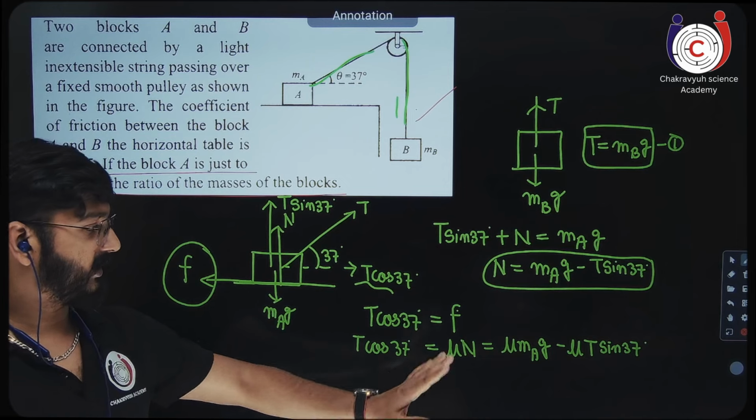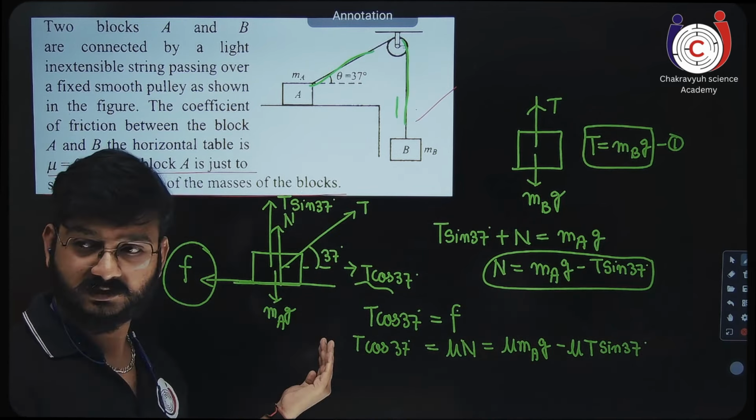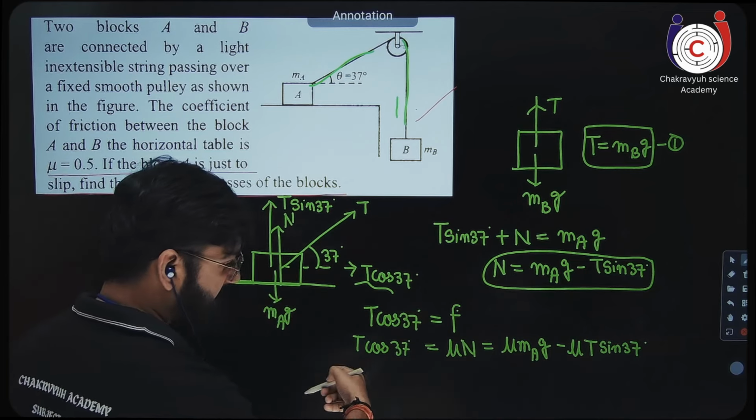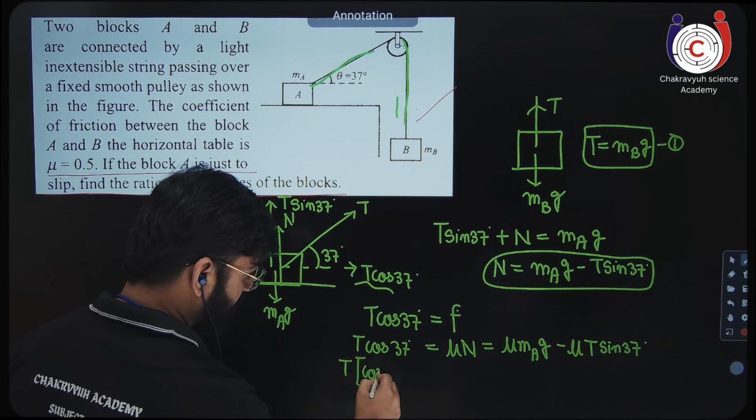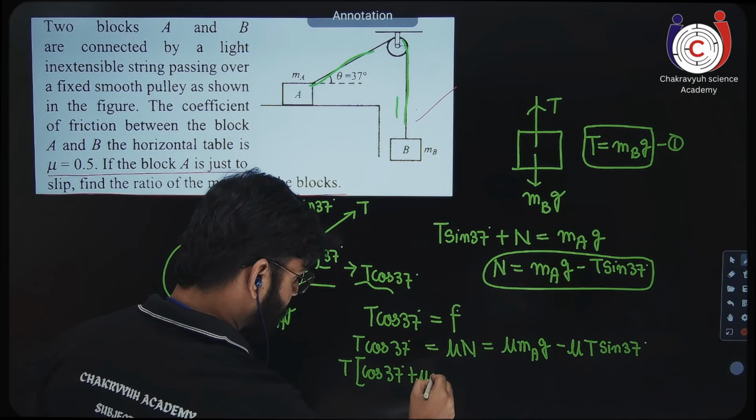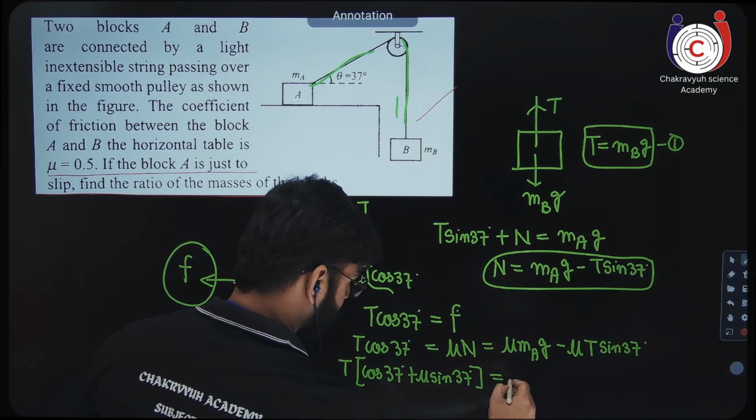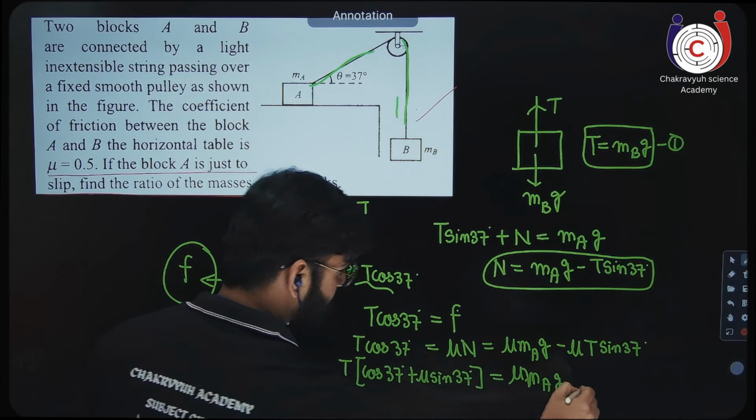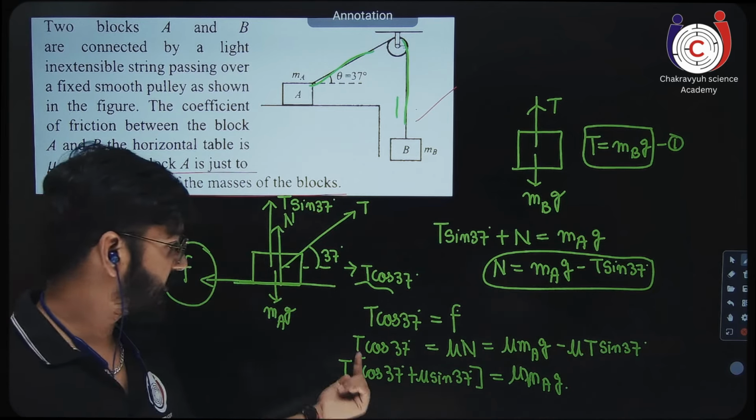I just substitute the value of N. Now what will I do? I will bring all the T terms together. If I bring the T terms together, what can I take common, students, from both the terms? T. So T times (cos 37 plus mu times sin 37) equals mu times MAG. Is it clear? I just moved the T term here.